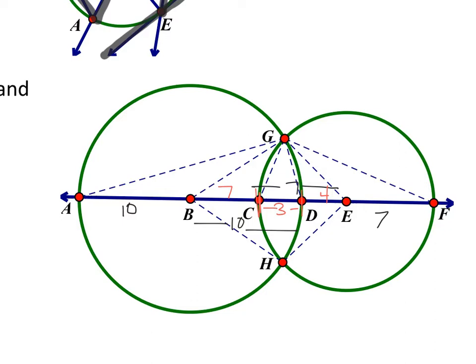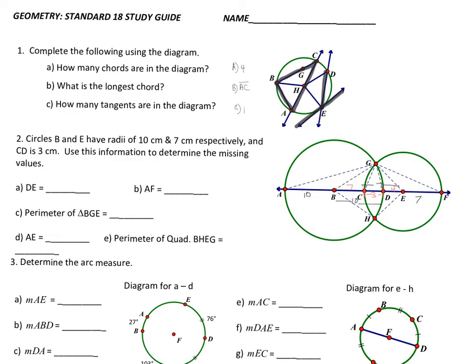Okay, so now looking to answer the questions. What's the distance from D to E? So we figured that out. That's a distance of 4. The distance from A to F, so if we add up the distances across the segment A to F, we have 31. And then the perimeter of triangle BGE. So we're going from B to G to E and adding up those distances.